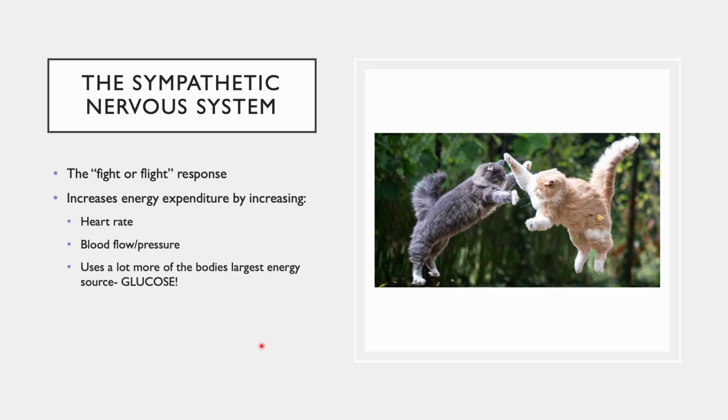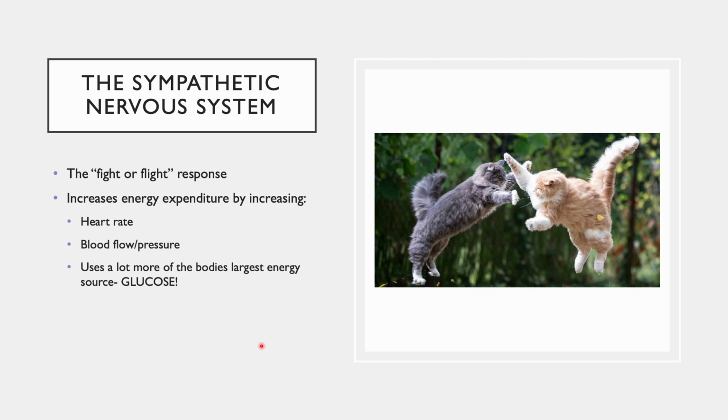The sympathetic nervous system regulates our fight or flight response. And when the system is activated, it increases energy expenditure by increasing our heart rate, our blood flow, our blood pressure, and it uses a lot of the body's energy source. And that key energy source is glucose. So any glucose that has been stored in our muscle or our fat is quickly shuttled into the bloodstream and utilized during the sympathetic nervous response.